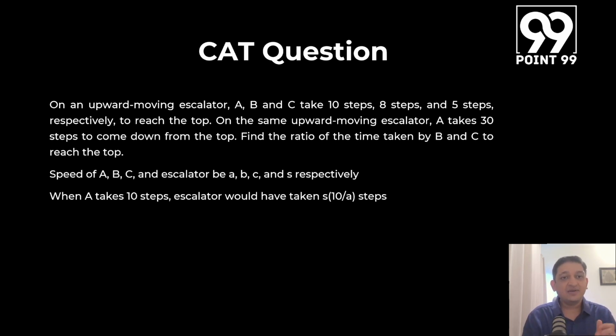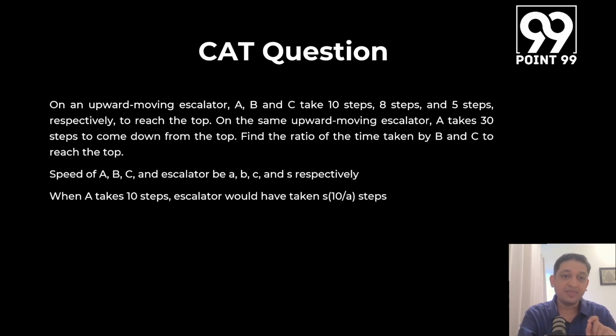let's say. Then what will happen in this case? A would have been traveling for 10 by A units of time. If A has been traveling for 10 by A units of time and speed of escalator is S, speed into time करेंगे तो अपने को मिल जाएगा distance. So in this case, the escalator would have taken S into 10 by A. Amount of time taken by A is the same as the amount of time taken by the escalator.